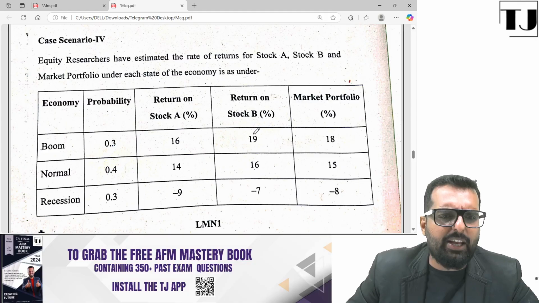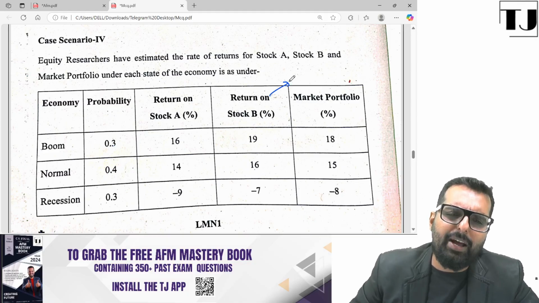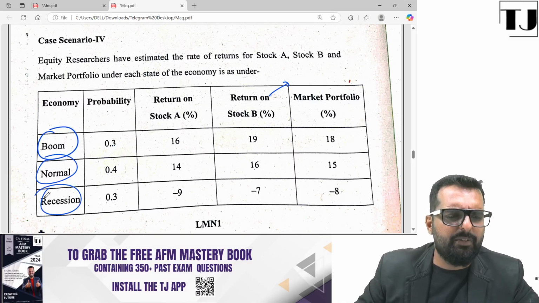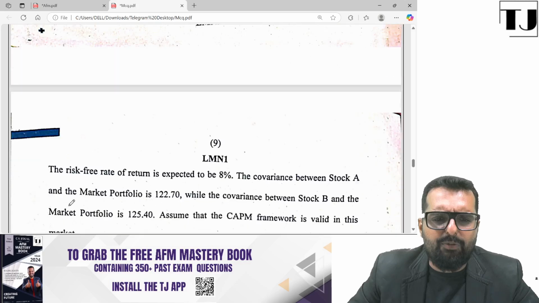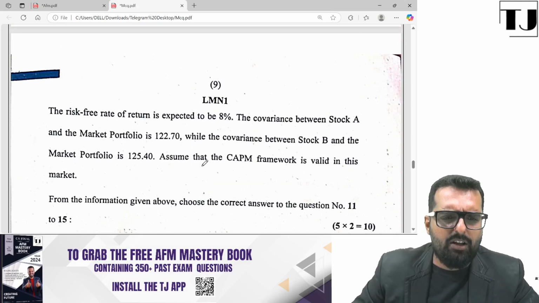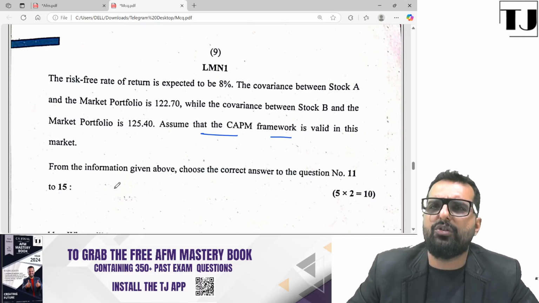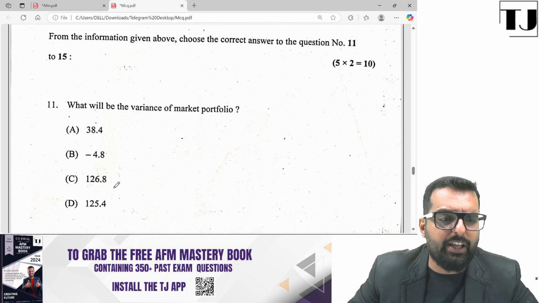Case scenario number 4, friends, portfolio management. Same question done in class. Boom, normal recession. It's a question on alpha. We had done this in class. So here they have assumed the CAPM framework is valid and choose the correct answer. Same question. I think it's question number 4 or 5 in our ODBE material.